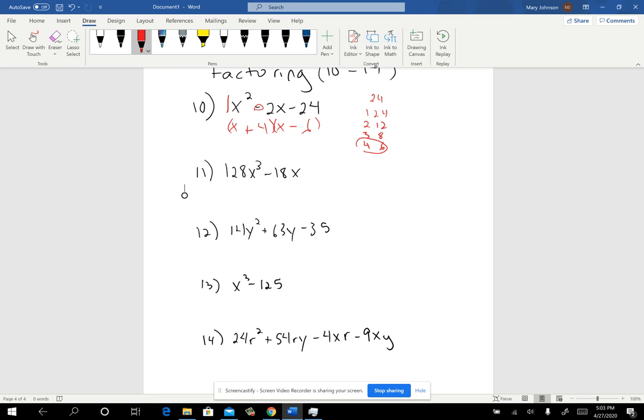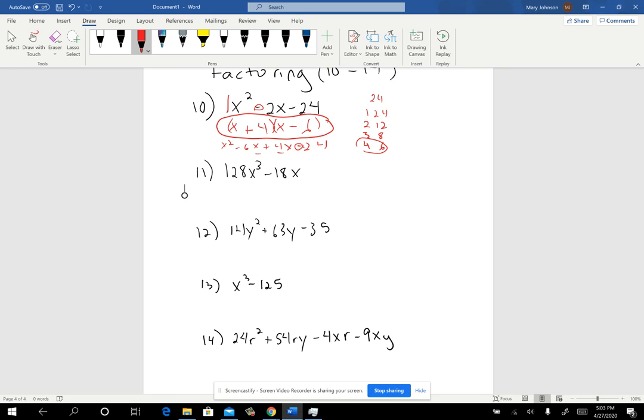And then I just do a quick check to make sure that works. And I notice the negative 6x plus 4x does give me the negative 2, and I do get a negative on the 24. So then I'm convinced I got it.